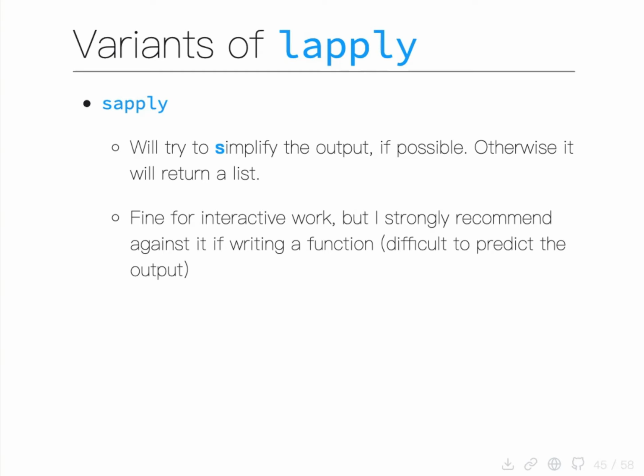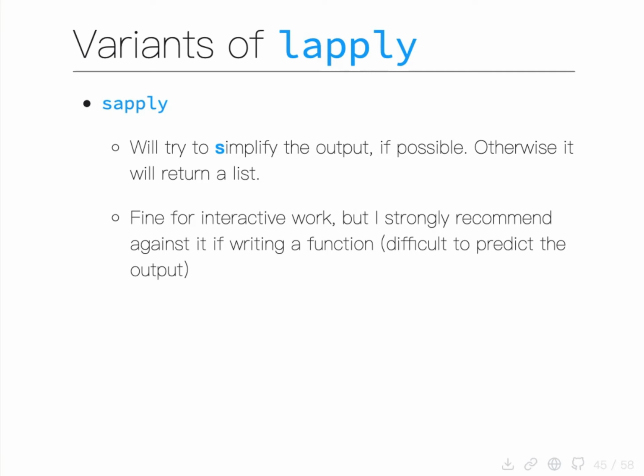sapply is a variant of lapply that will try to simplify the output if possible. So you might get an atomic vector in return, you might get a matrix, you might get an array. The output is going to depend on what you feed it, and what the output is from each iteration. I think sapply is fine for interactive work, and I would actually encourage it, but I would not use it for any sort of programmatic work.